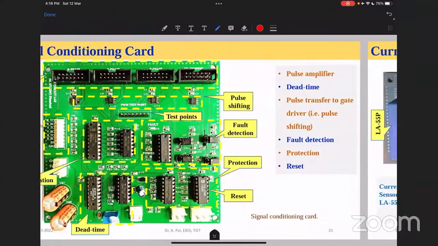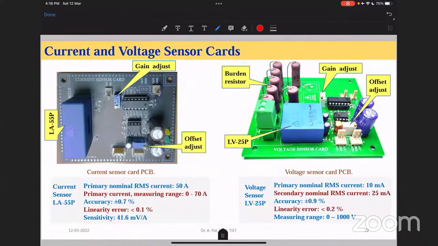To implement the scheme, we need to sense the current and voltage. So here is the current sensor card and this is the voltage sensor card, and this is the range. It will measure up to 50 ampere in RMS value, and we can measure about 1000 volt through this card.